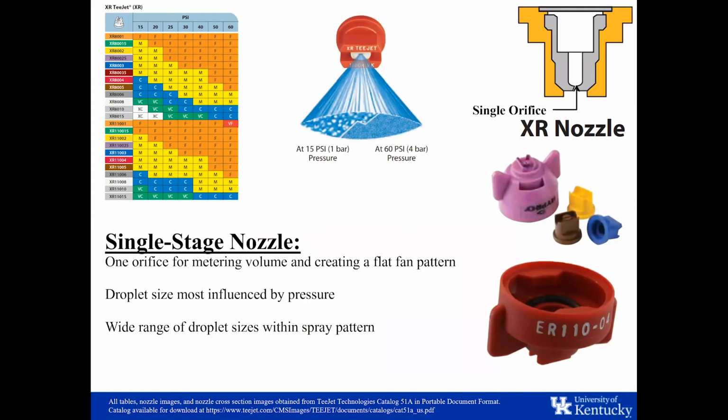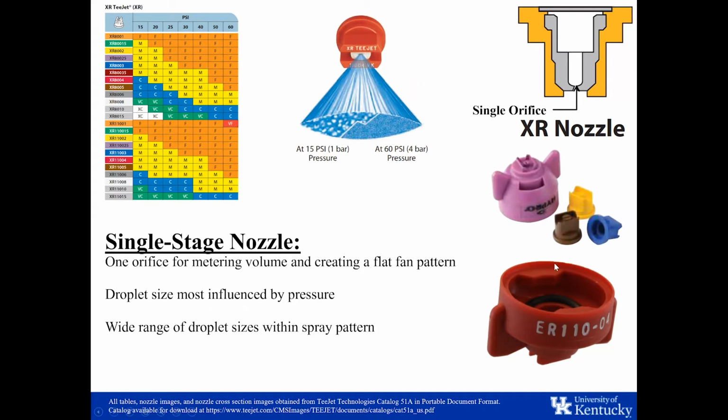So talking about nozzle types, you're going to hear some terms of different nozzle types, and I just want to talk through a few of those. So a single stage nozzle, these are often also called extended range nozzles, or ER or XR. You've probably seen that nomenclature. With these nozzles, what you have is a single orifice, and that one orifice has two jobs. The first is to meter the amount of product, or give you the size of the nozzle.